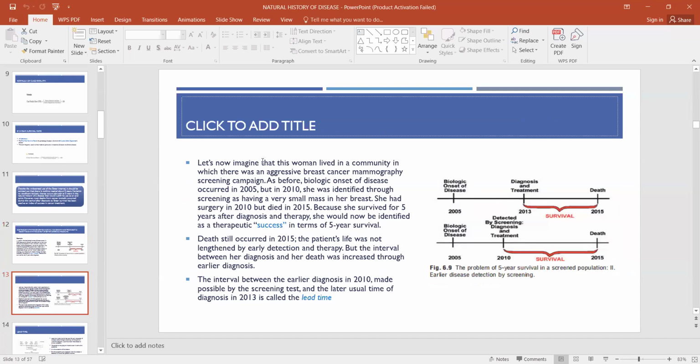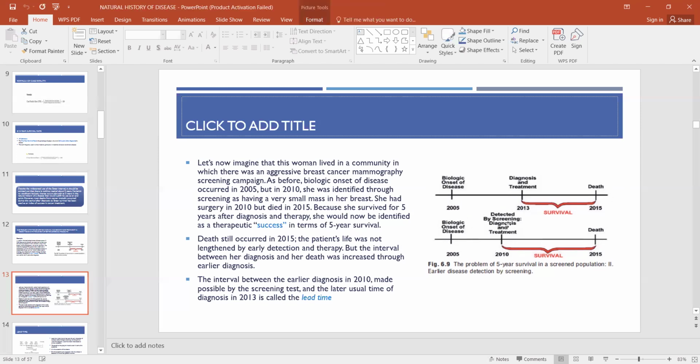Now let's imagine if this woman lived in a community where there is an aggressive breast cancer mammography screening campaign. As before, biological onset of the disease occurred in 2005. In 2010, she was identified through the screening as having a small tumor in her breast. She had surgery in 2010, but she died in 2015. Because she survived for 5 years after the diagnosis, she would now be identified as a therapeutic success in 5-year survival.